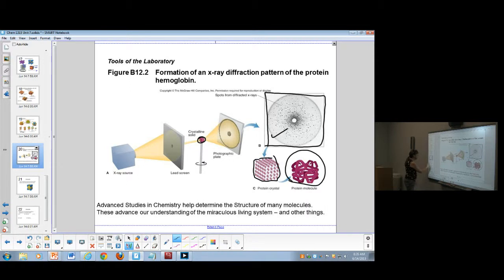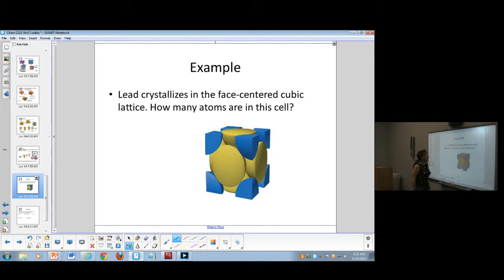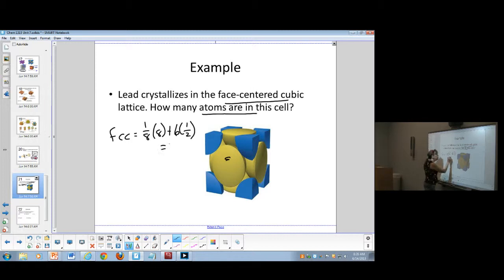All right, so a couple of examples. We have lead. It's in a face center cubic cell. And so I want to know how many atoms are in the cell. Well, the face center cube has 1/8 times the 8 at the corners plus 6 times 1/2 at the faces. And so this has a total of 4 atoms. If I ask you what the coordination number is, that's how many it's touching, or its nearest neighbors, and that's going to be equal to 12.